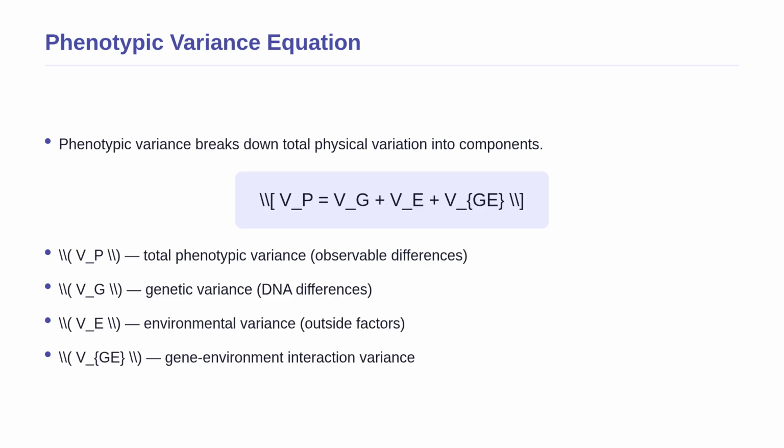In the case of a perfect phenocopy, the genetic variance for the mutant trait is exactly zero. The entire shift in the observable trait is driven by a massive increase in the environmental variance.